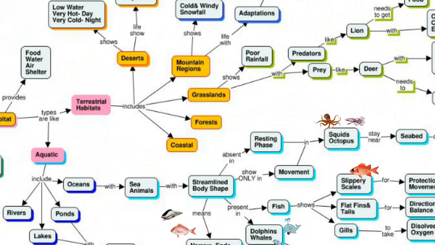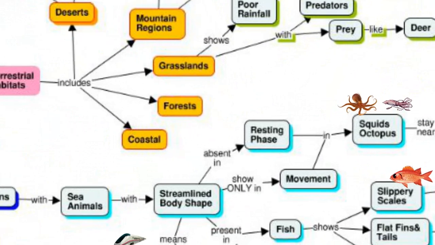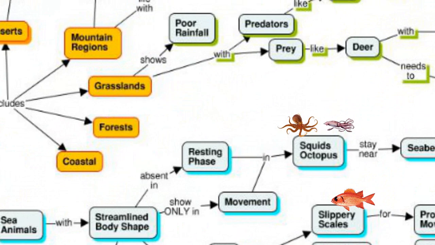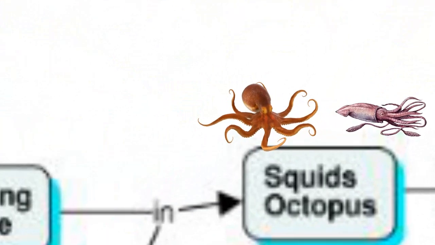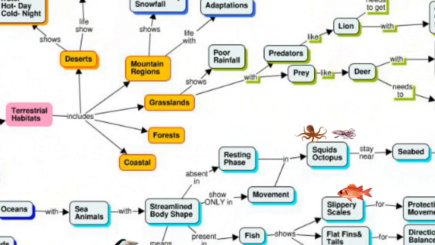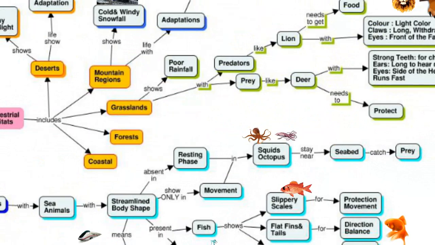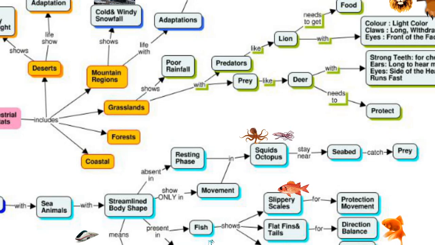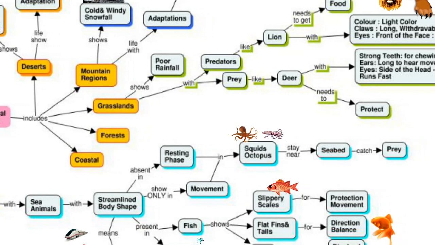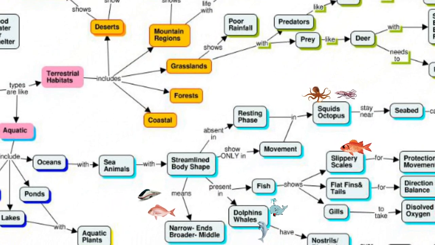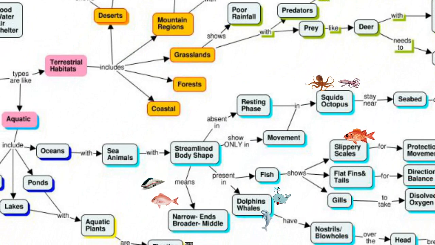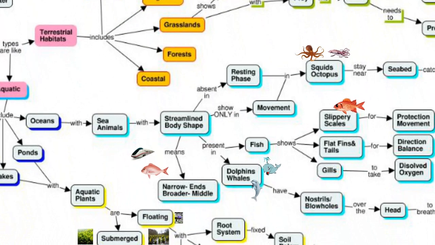The streamlined body is absent in the resting phase in squids and octopus. They stay near the seabed, and if prey comes near them, they catch it and eat it. And the streamlined body is present in fishes and whales and dolphins.